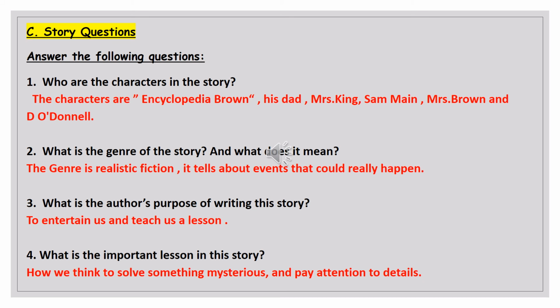And now let's revise the WH questions of the story. Who are the characters in this story? The characters are Encyclopedia Brown, his dad, Mrs. King, Sam Main, Mrs. Brown, and Dr. O'Donnell. What is the genre of the story? Genre is realistic fiction. What does it mean? Tells about events that could really happen. What is the author's purpose of writing this story? Entertain us and teach us a lesson. What is the important lesson in this story? How we think to solve something mysterious and pay attention to details.